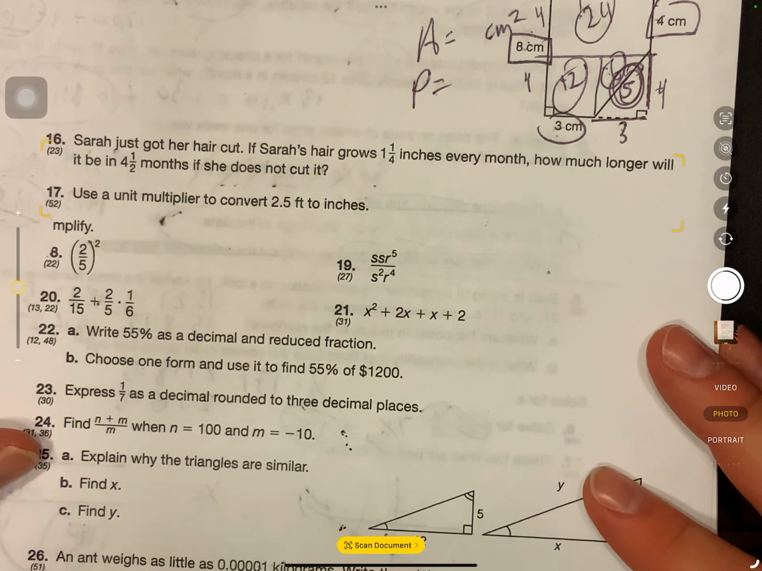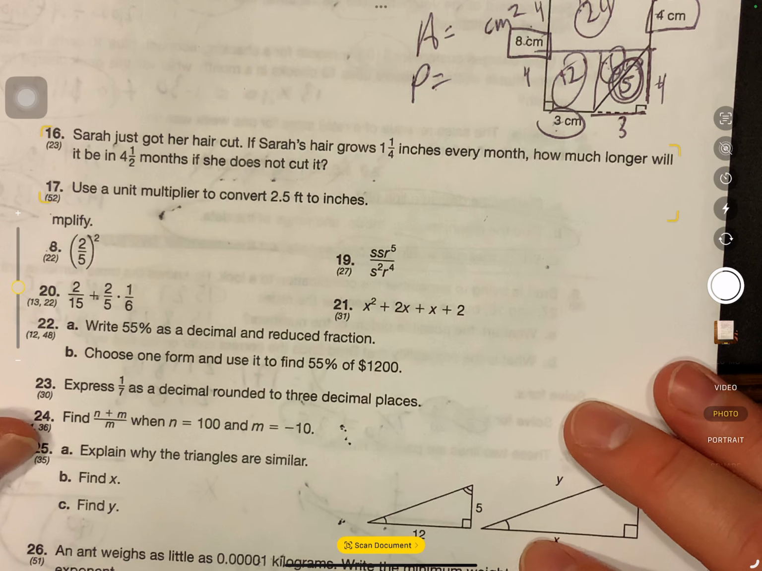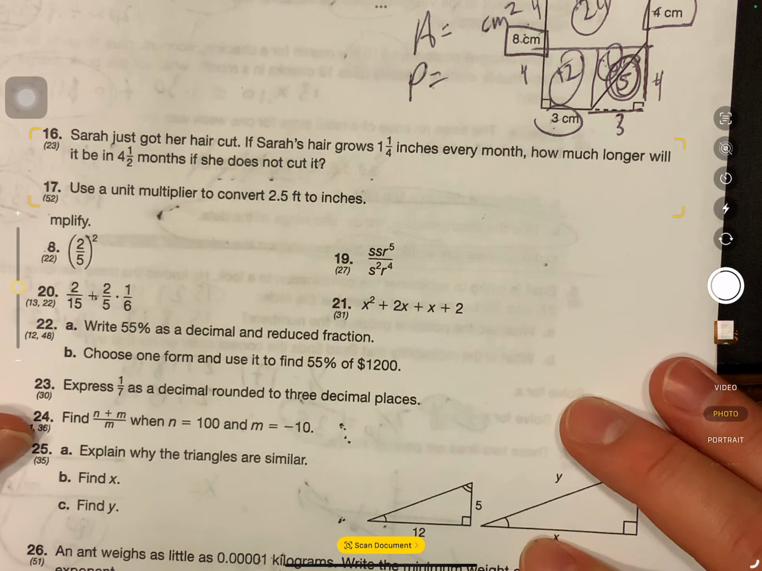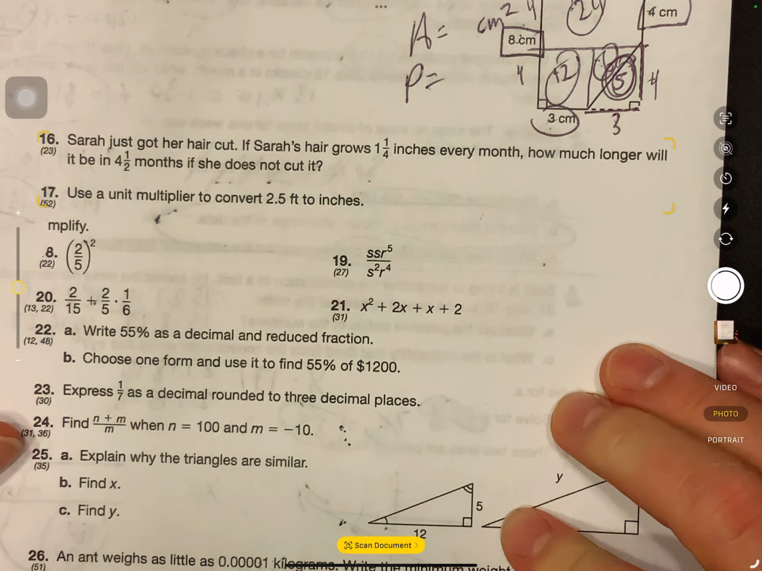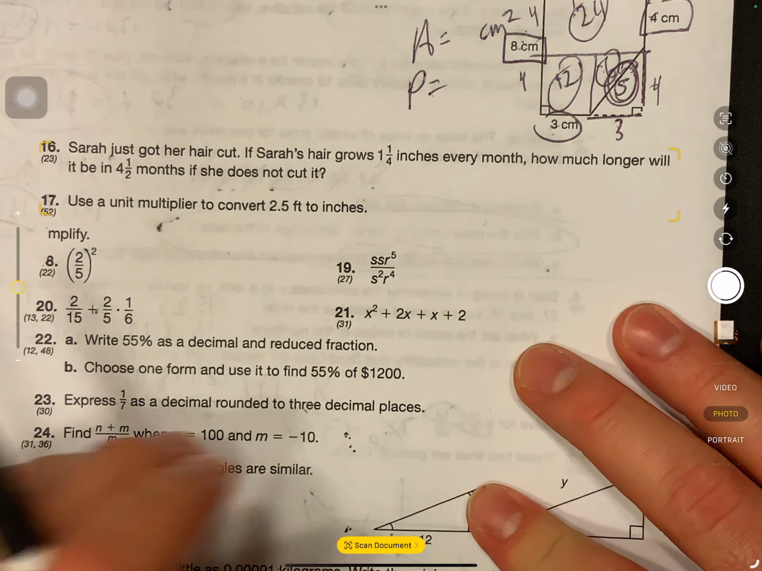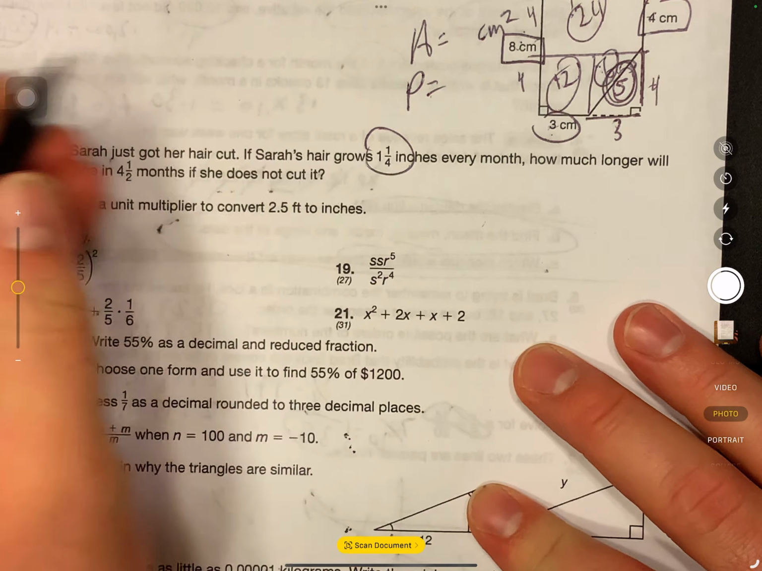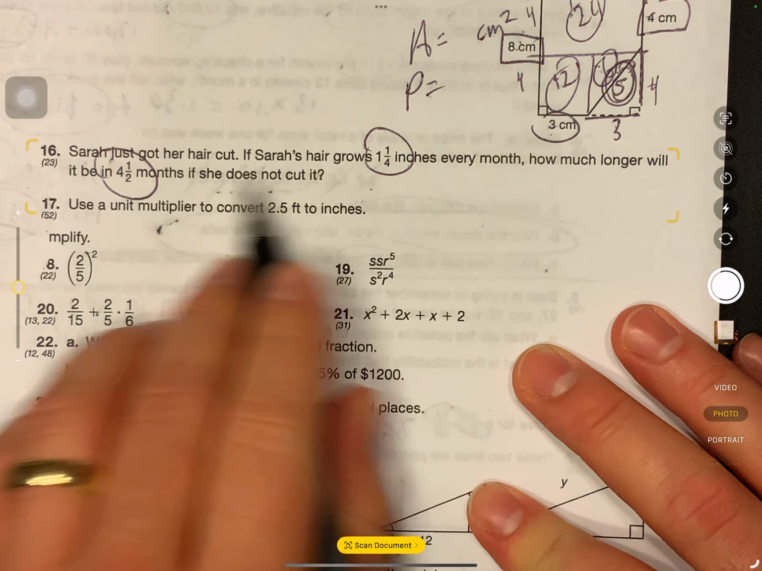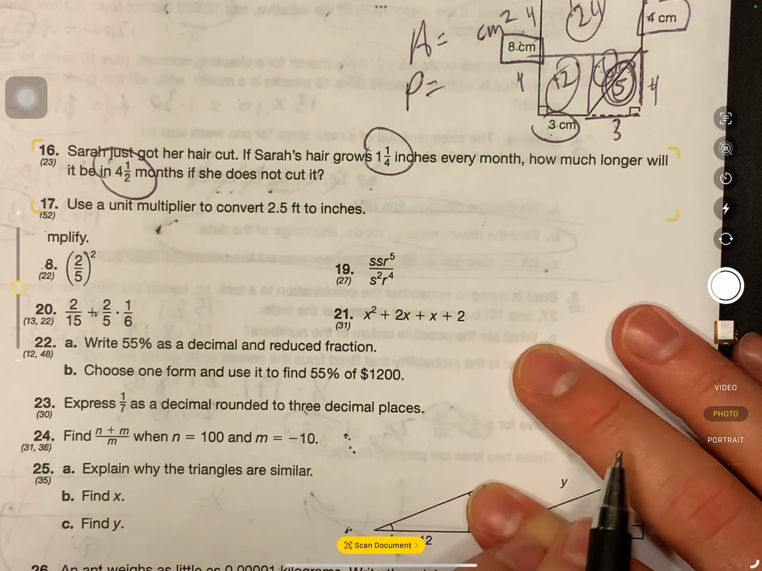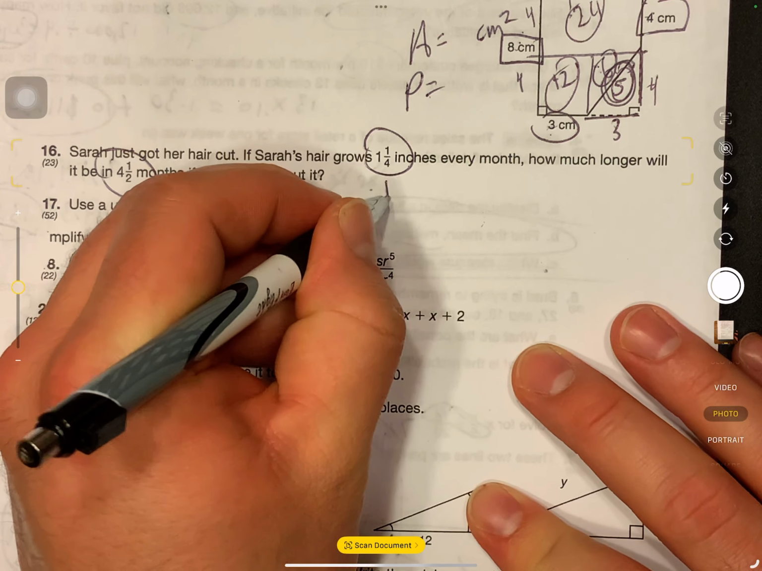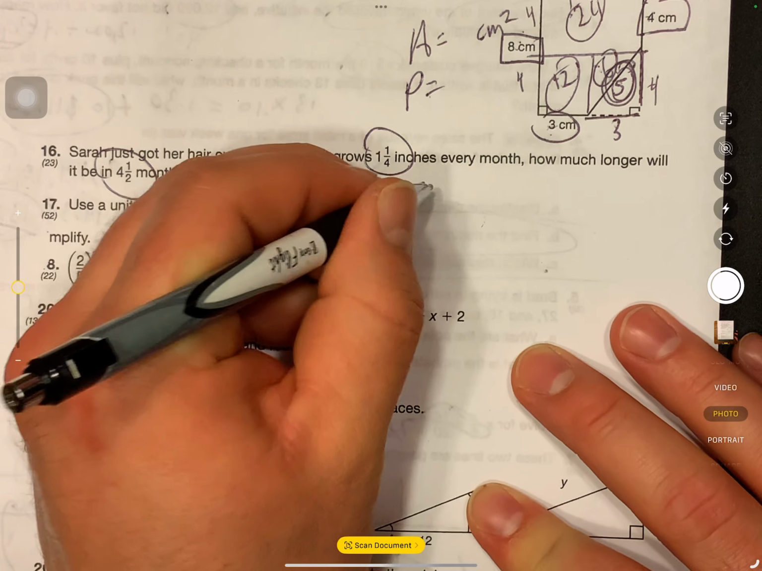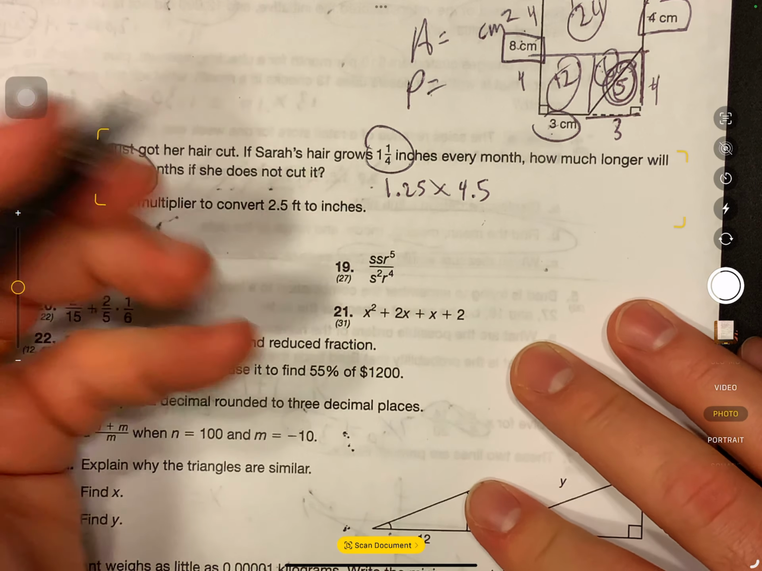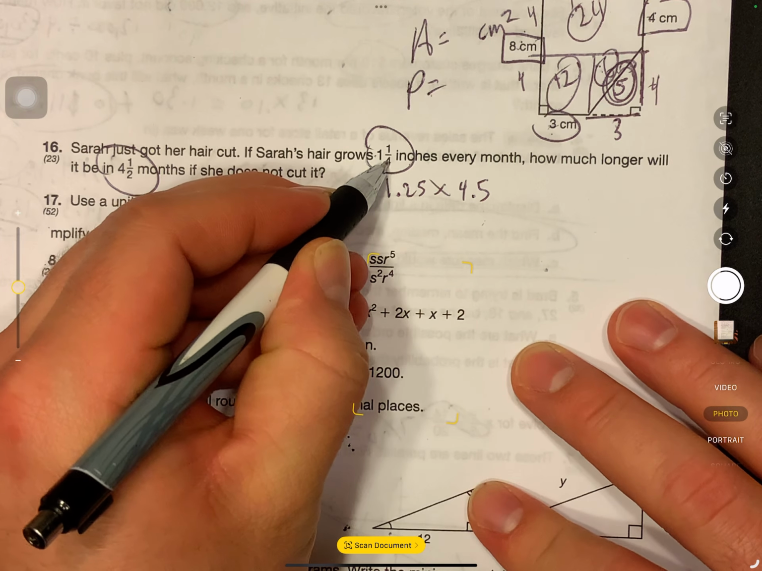Sarah just got her hair cut. If Sarah's hair grows 1 1/4 inches every month, how much will it be in 4.5 months if she does not cut it? Well, Sarah, you have to multiply this value times this value, and then you will receive the answer. But they're both in mixed numbers, and we don't like that. So some people will turn this into 1.25 times 4.5. That's what Johnny would do because Johnny's OG. But I challenge you to turn this into a regular improper fraction.